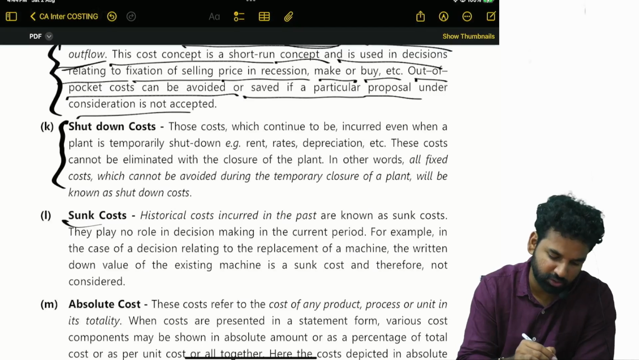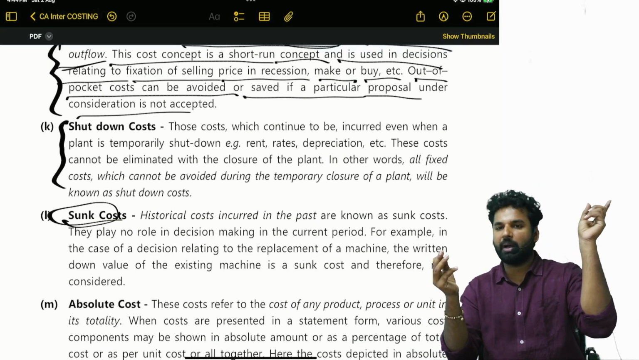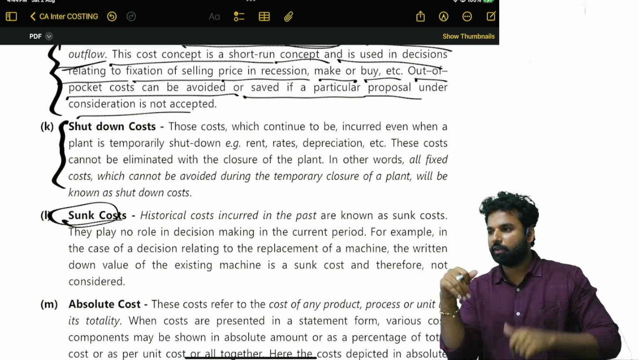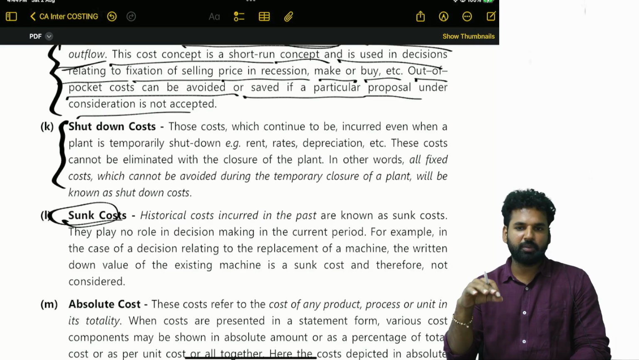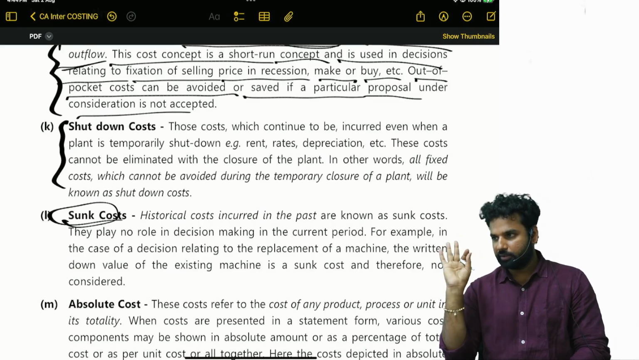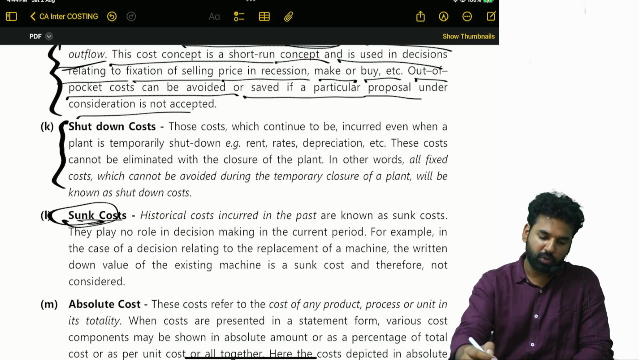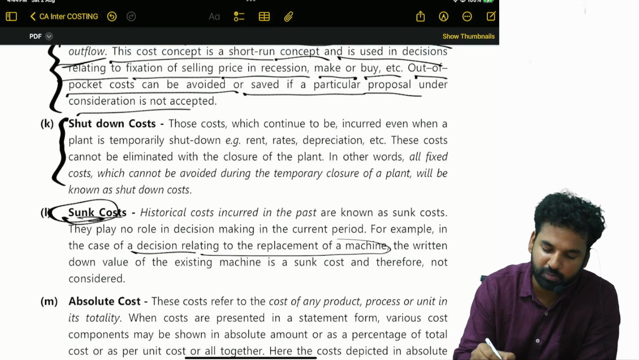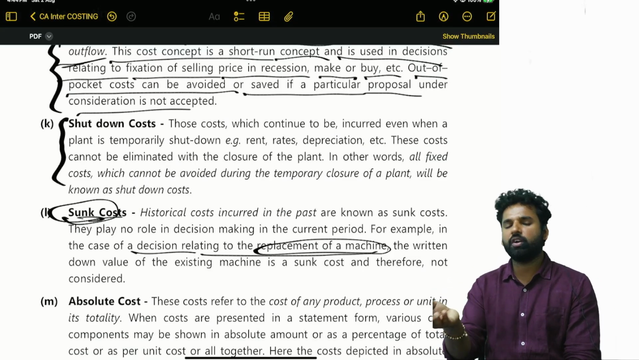Next is sunk cost. Sunk cost means historical costs which are already incurred in the past. Now they are not relevant for decision making. Costs which are already incurred and not relevant for decision making are called sunk cost. For example, in a decision relating to replacement of a machine, the written down value of the old machine need not be considered.